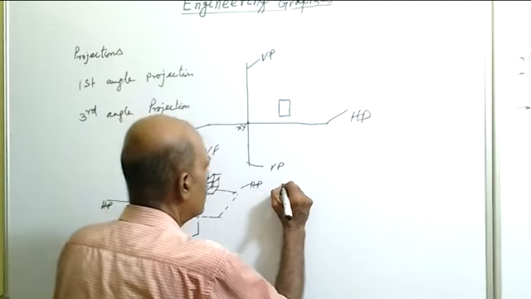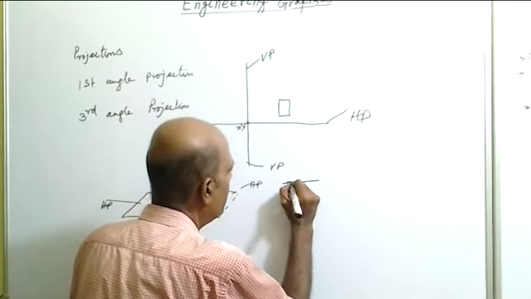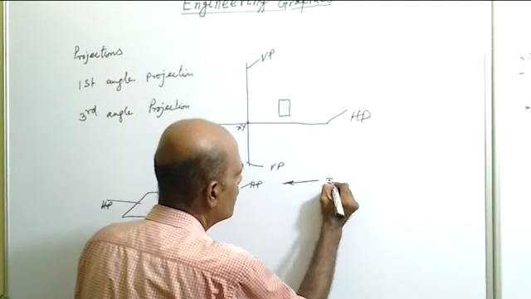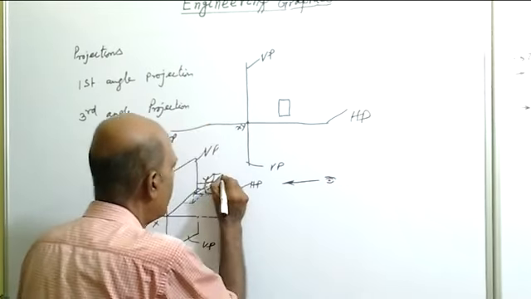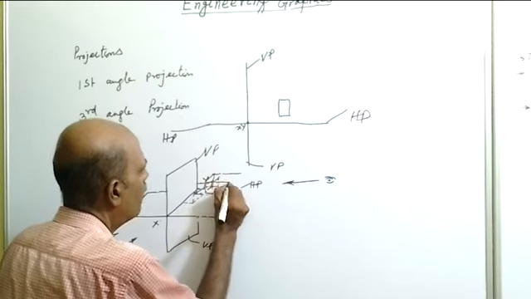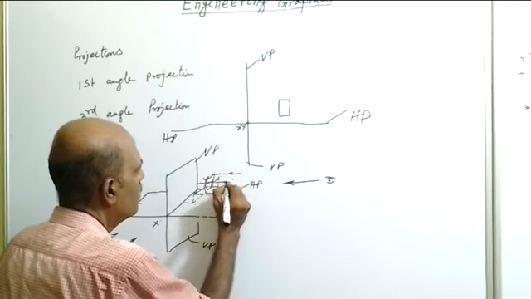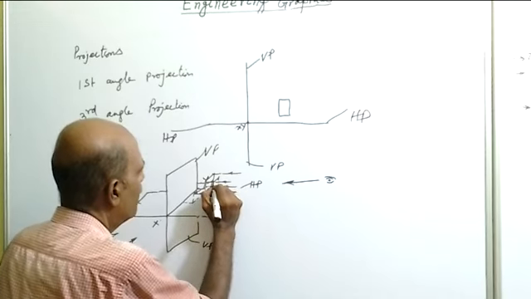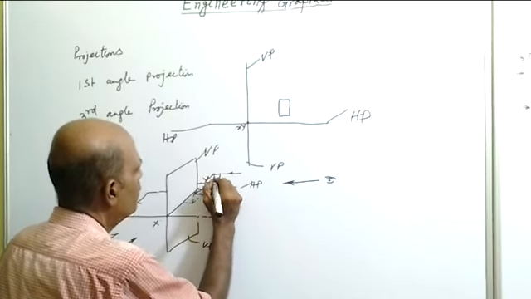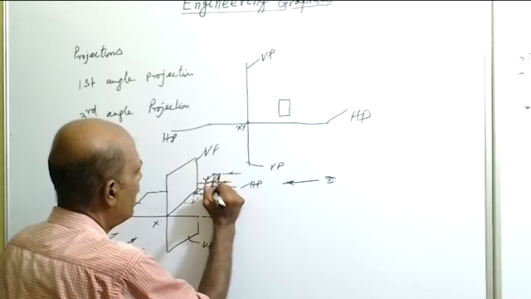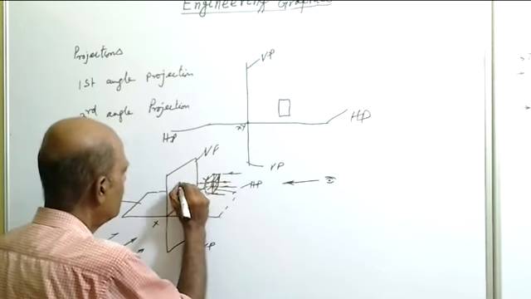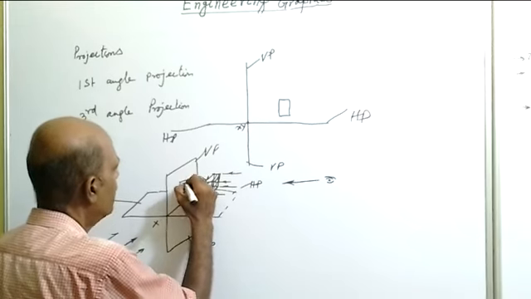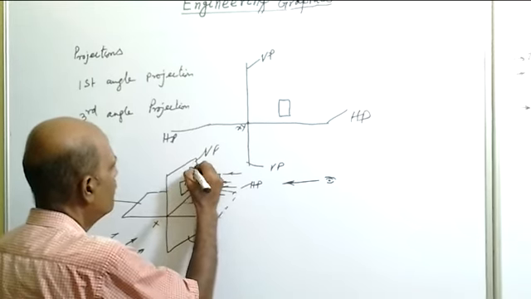Now the observer is at the right side at an infinite distance. So the observer looks at the object. So a parallel beam of light is falling on the object. So thereby the observer can view only this face, and the image of this face will be projected over the VP, and this is known as the front view of the object.